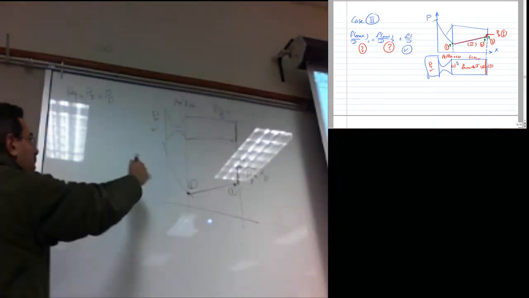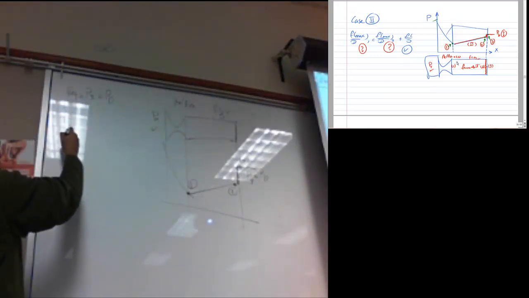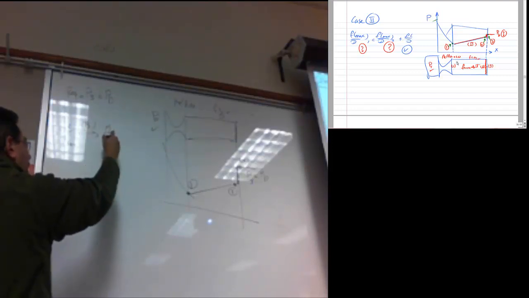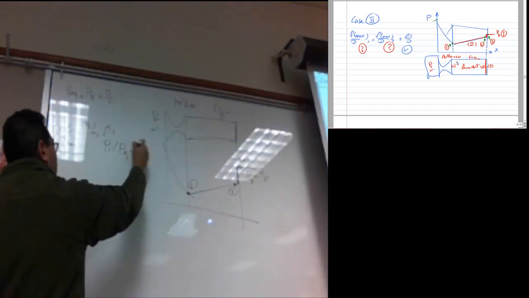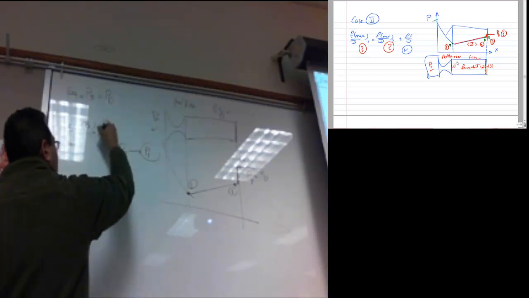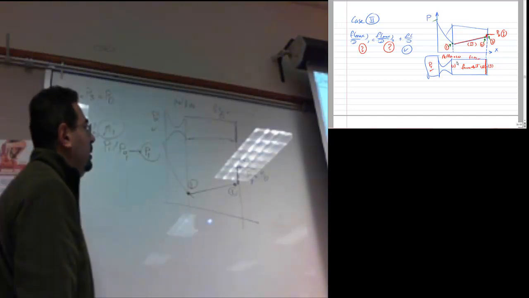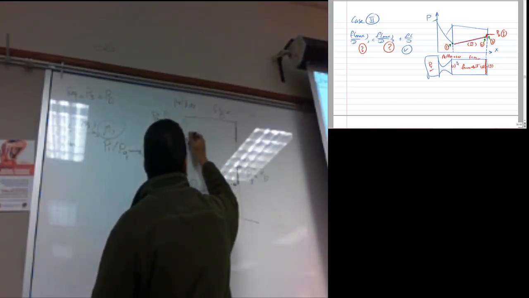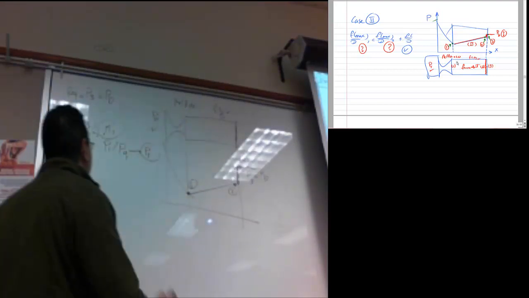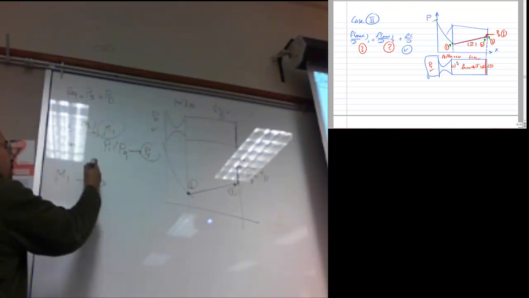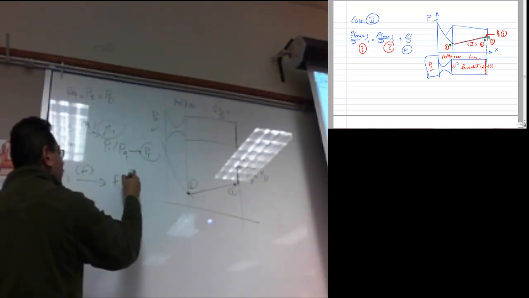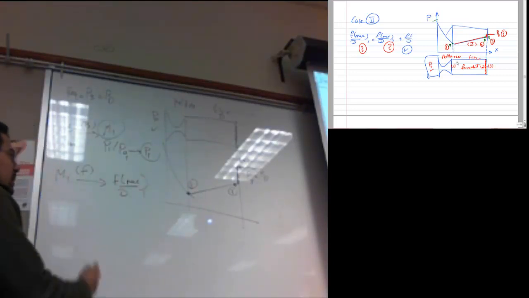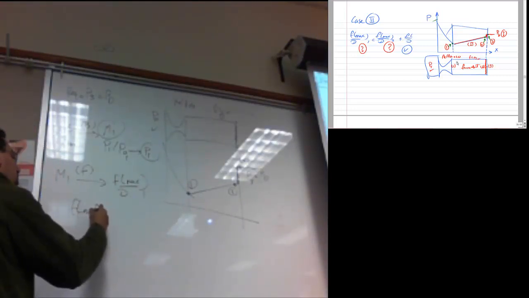So I'll do the first part first. You know area exit over area throat, you get through appendix B M1 and you can get P1 over P naught, and that allows you to get P1. Now you have M1 and P1. What do you do next? From M1, we're going to go to appendix F, and this allows you to get FL max over D1. That would be supersonic. And you write this equation.